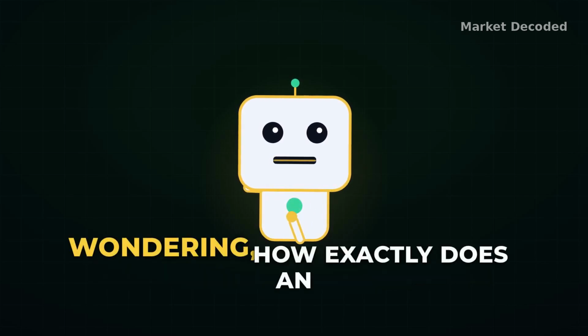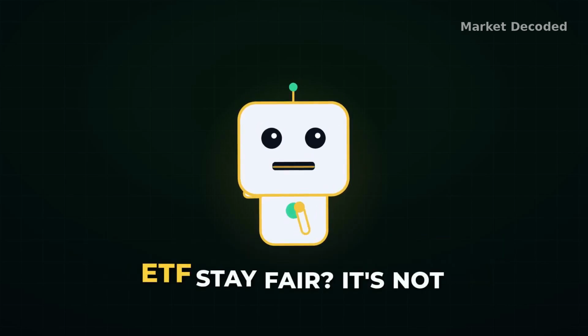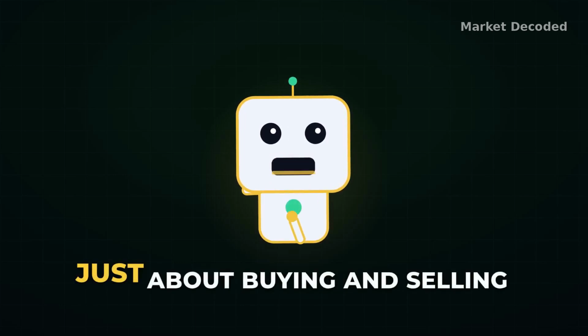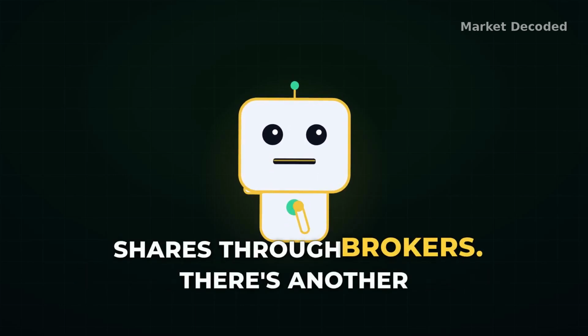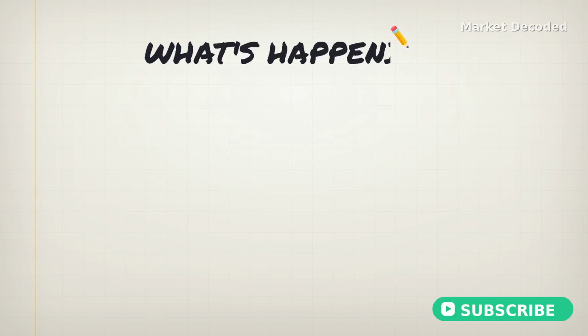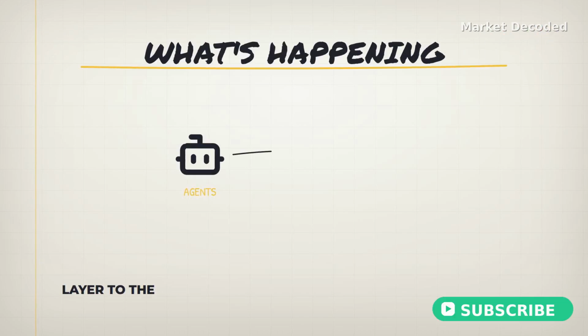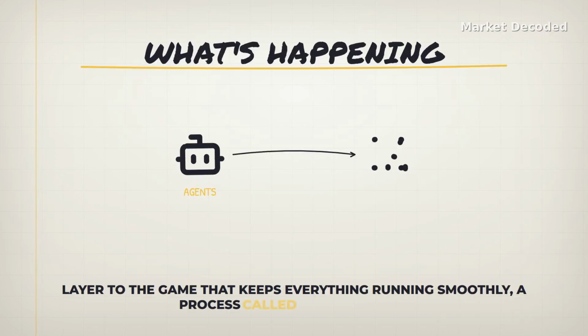So, you might be wondering, how exactly does an ETF stay fair? It's not just about buying and selling shares through brokers. There's another layer to the game that keeps everything running smoothly, a process called arbitrage. Let's dive into it with a simple example.